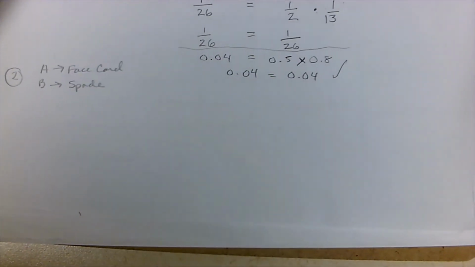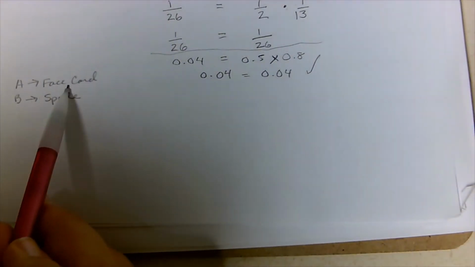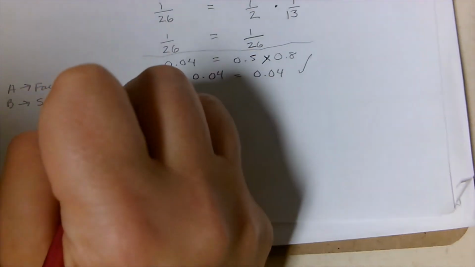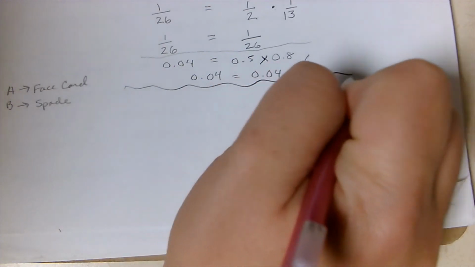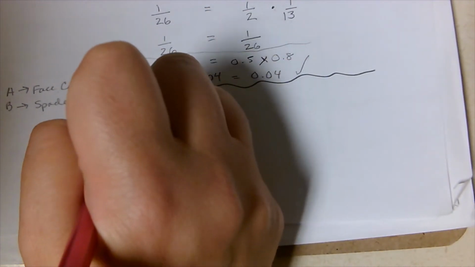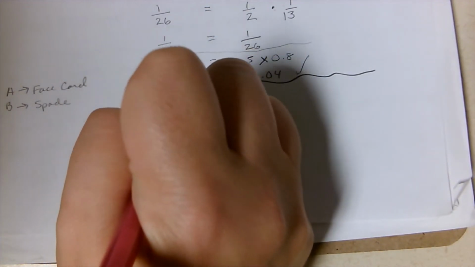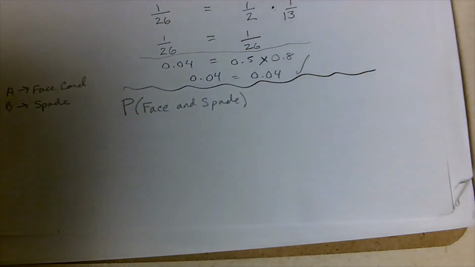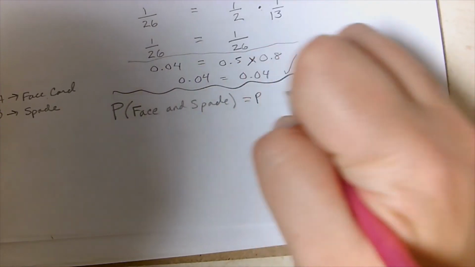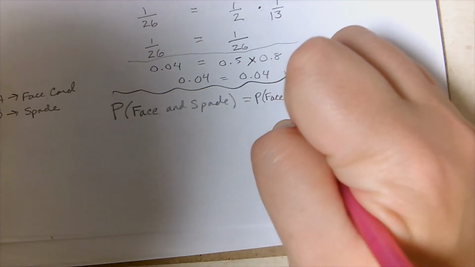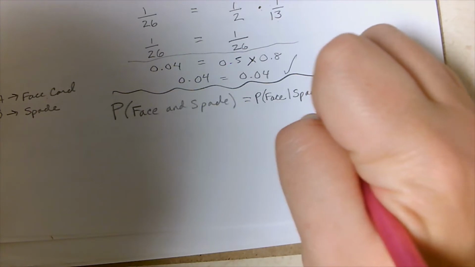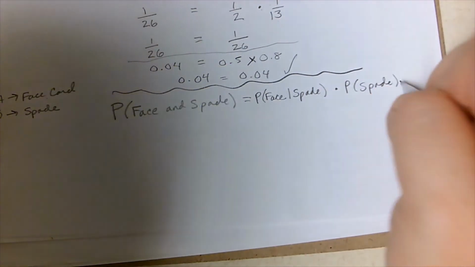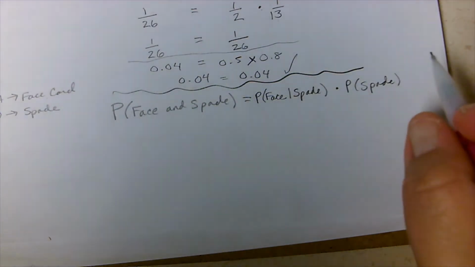All right, so the second example, we're looking at A being a face card and B being a spade. So we want to do the same thing. We want to say, is the probability of being both a face and a spade equal to the probability of being a face card given you're a spade times the probability of being a spade? My guess is it works, but let's just check it to make sure. It'll help us practice anyway.